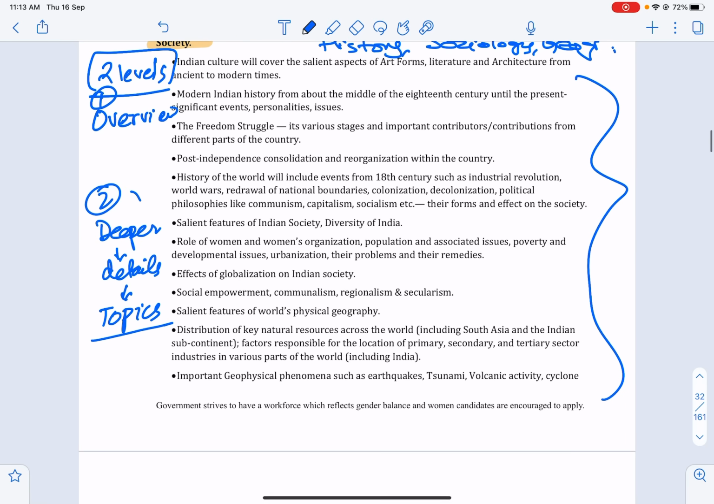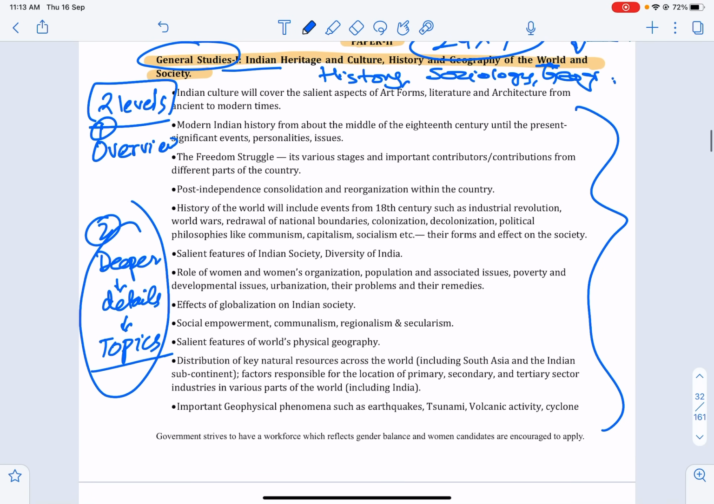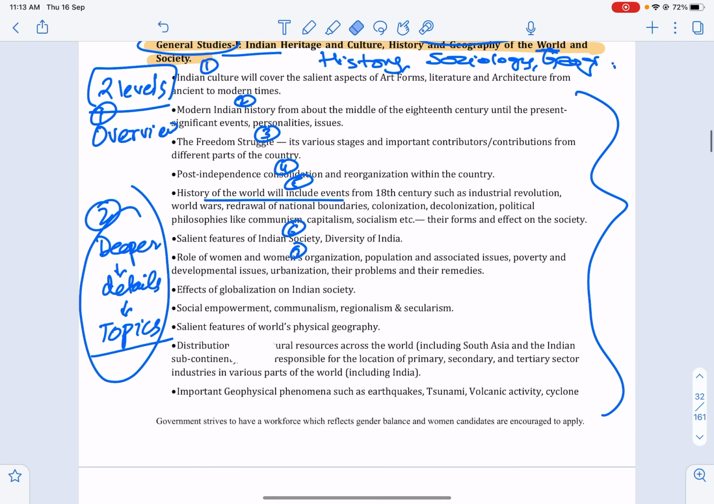Okay, after that you need to get into the deeper details of every topic. So I used to give numbers, print it out and give numbers to all these different topics. And even within these topics, let's say some is a longer topic. Okay, let's say distribution of key natural resources across the world, including South Asia, factor responsible for location of primary, secondary, and tertiary industry. So these are two topics: natural resources of the world.